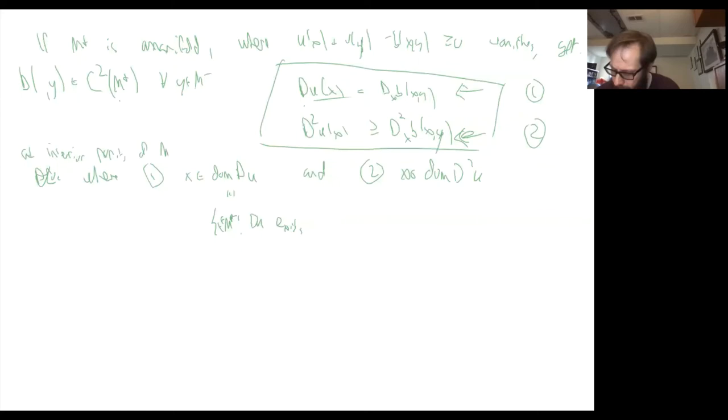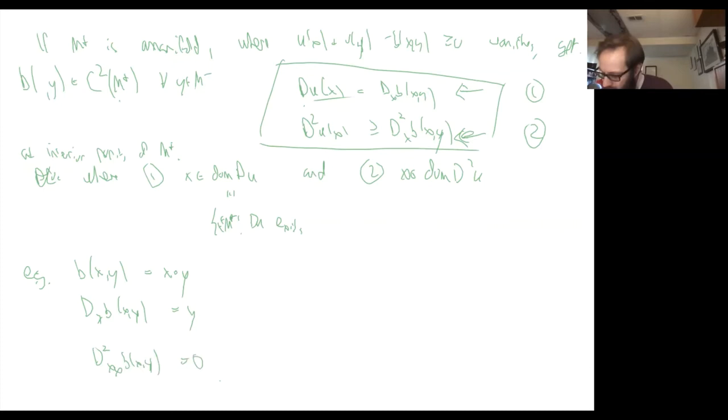and so what do I learn from this? Let's think about an example. Let's think about the example of b of x y equals the inner product of x with y. So then its derivative with respect to x is y, its second derivative with respect to x is zero. And so for this example, condition one says y equals Du of x, and condition two says the second derivative of u at x is non-negative. And so how do you interpret that example?